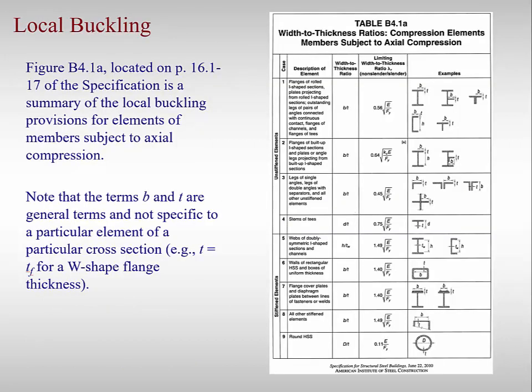The width to thickness ratios and corresponding slenderness limits for all steel members subjected to axial compression are summarized in Table B4.1a on page 16.1-16 of the steel manual. It is important to note that AISC uses b over t as the general slenderness ratio for local buckling.